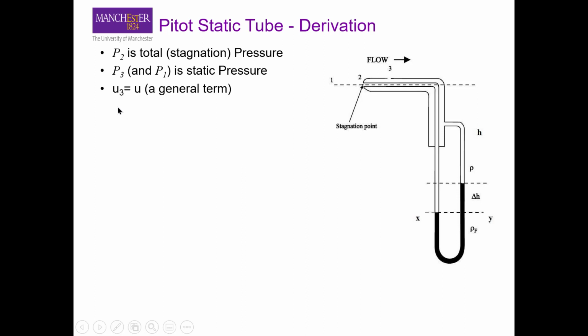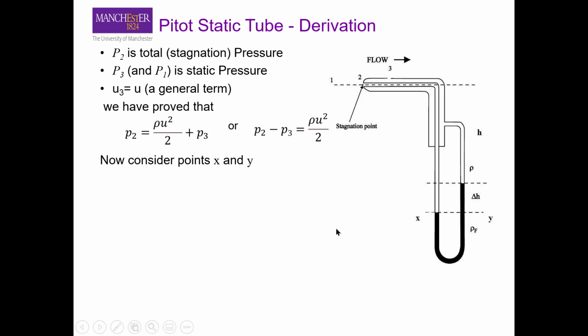And if you say, for example, that u3, the velocity at point 3, you take it as u, that is a more general term. So we can write from Bernoulli's equation that P2 is equal to rho u square over 2 plus P3, as we saw in the slide of stagnation pressure. And we can write this equation in the form of pressure difference, that is P2 minus P3 is equal to the dynamic pressure. Okay, so exactly the same as we saw in the stagnation pressure slide.